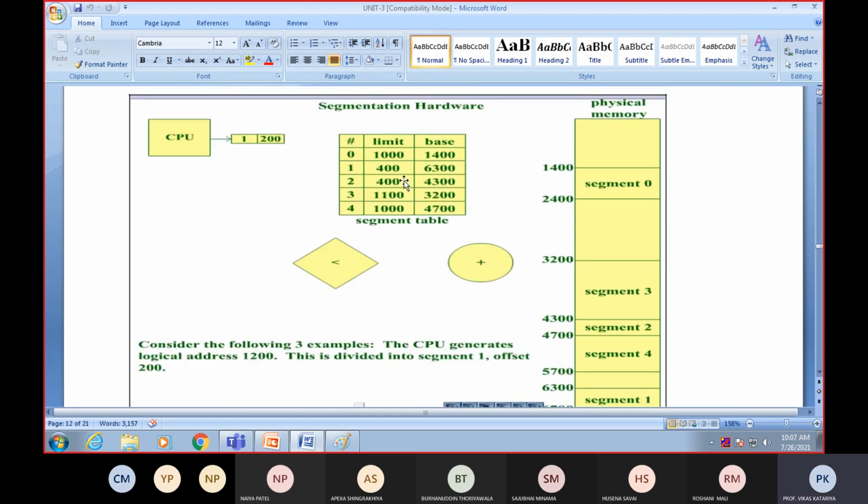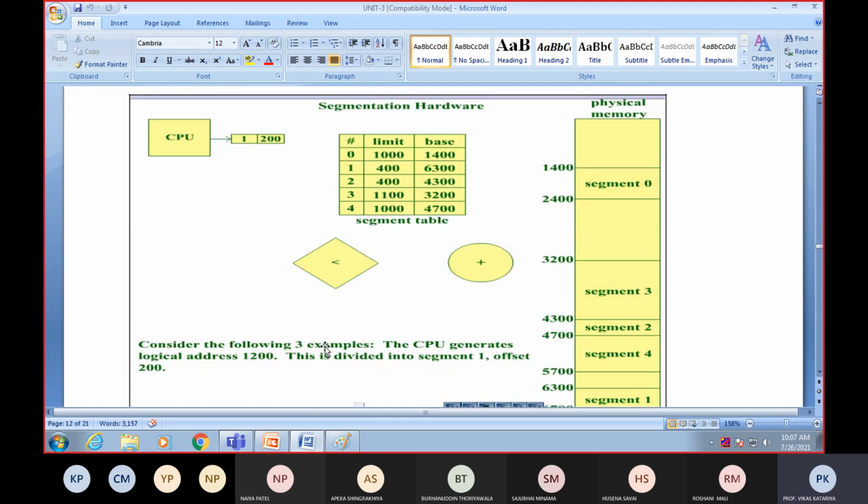Now let's take an example to understand what we have discussed so far. The CPU generates a logical address: segment number 1 and byte offset 200. So this is the logical address for segment number 1, and 200 bytes is what we are interested in reading. This is the meaning of a logical address.